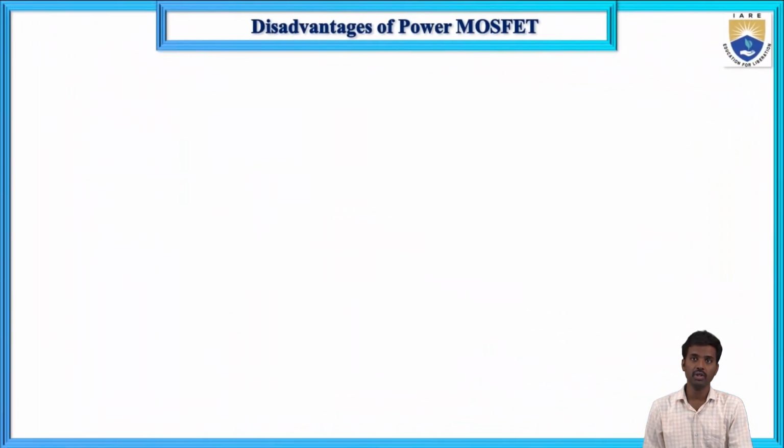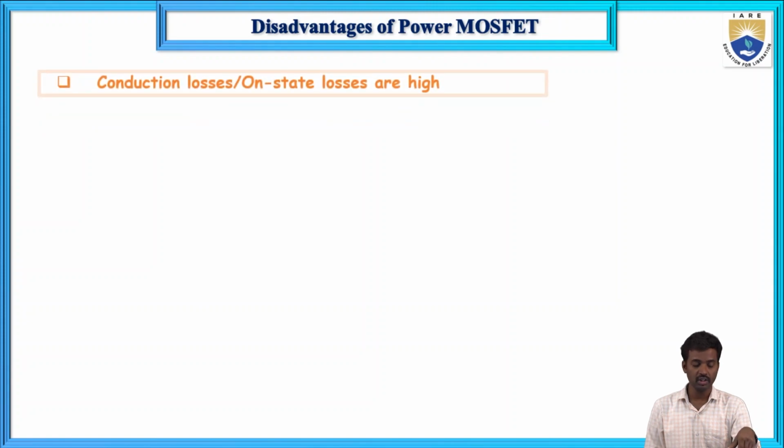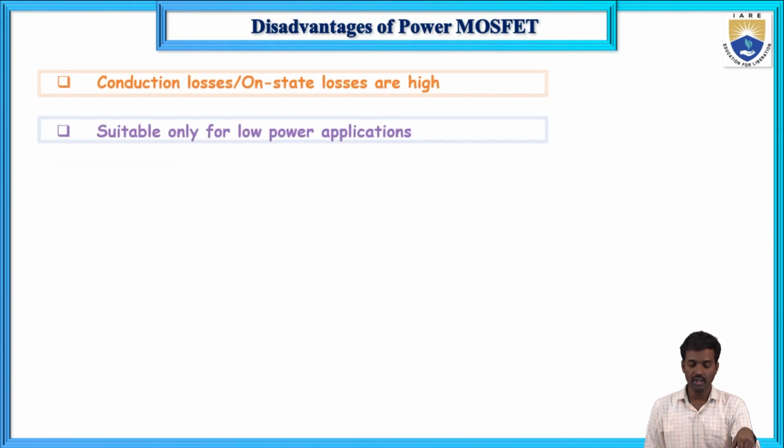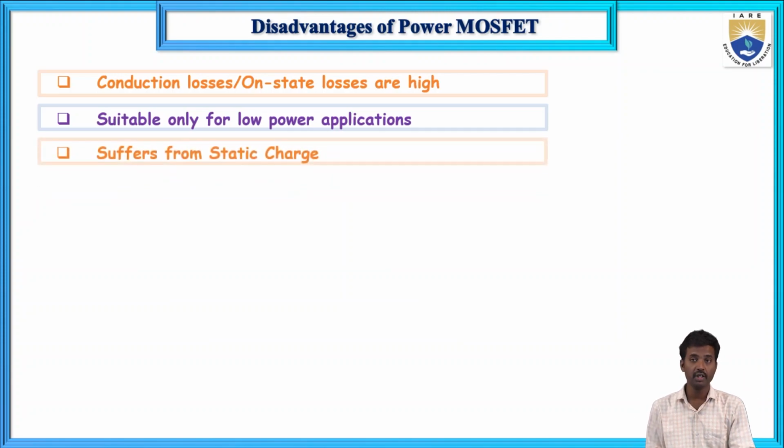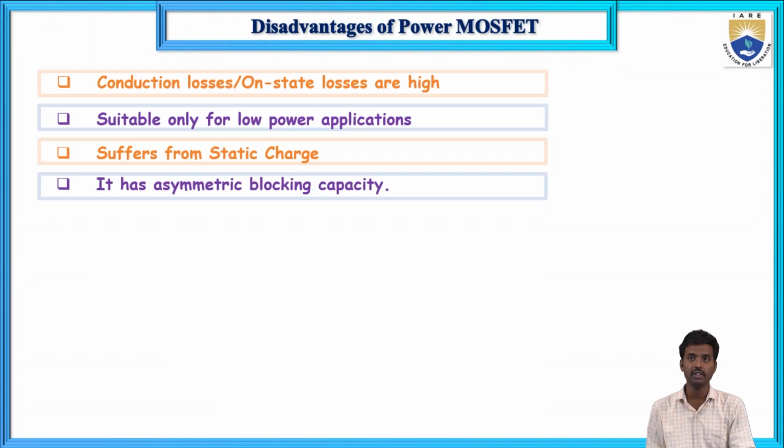Now coming to the disadvantages, every device has its own advantages and disadvantages. First, conduction losses and on-state losses are very high, because the large resistance from drain to source creates the on-state losses. If power dissipation is more, it is suitable only for low power applications. And next, it suffers from static charges, and it has asymmetric blocking capability.